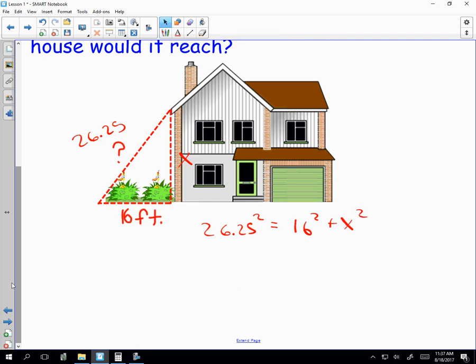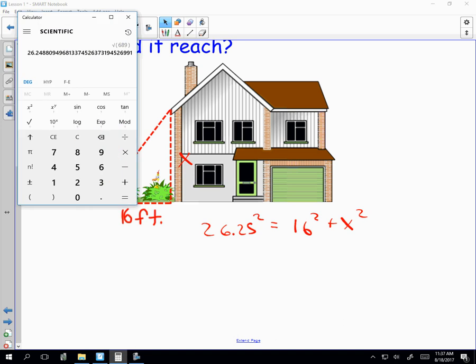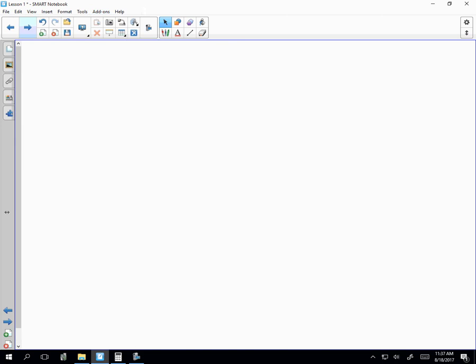So we have to do 26.25 squared, which is our 689. We're going to minus 16 squared, and we've got 256, and then we square root that value to find out how far up the house it is going to reach. Okay, that concludes our lesson for today.